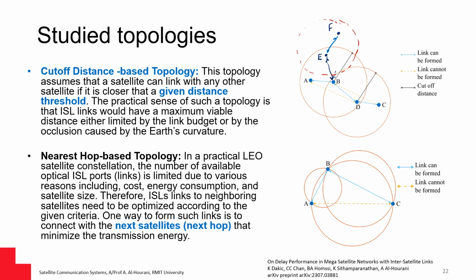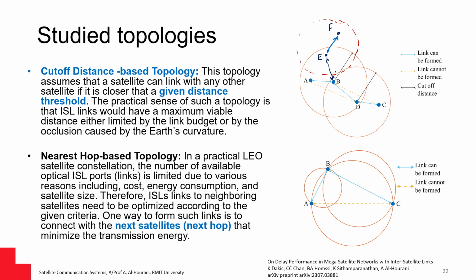So in other words, the topology will depend on the limitation of your ISL technology, for example laser. It will depend on the maximum distance that a laser can travel or can effectively establish a connection between two satellites. The second topology is a bit more complicated.